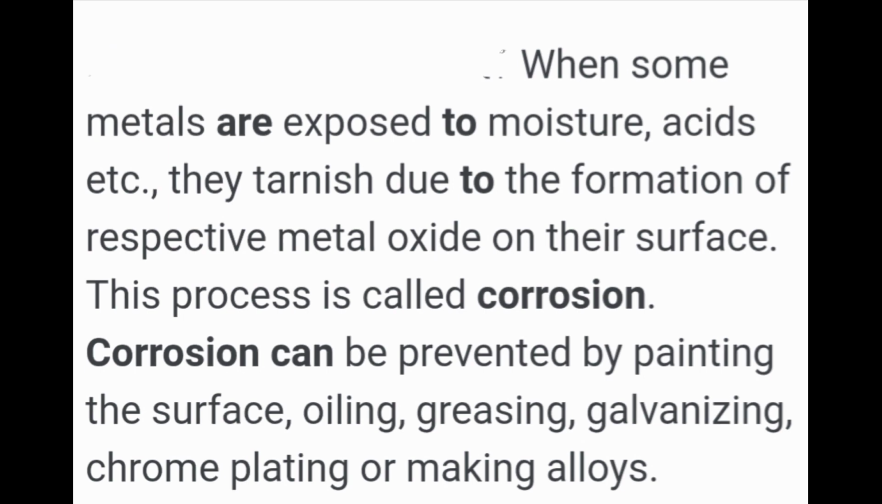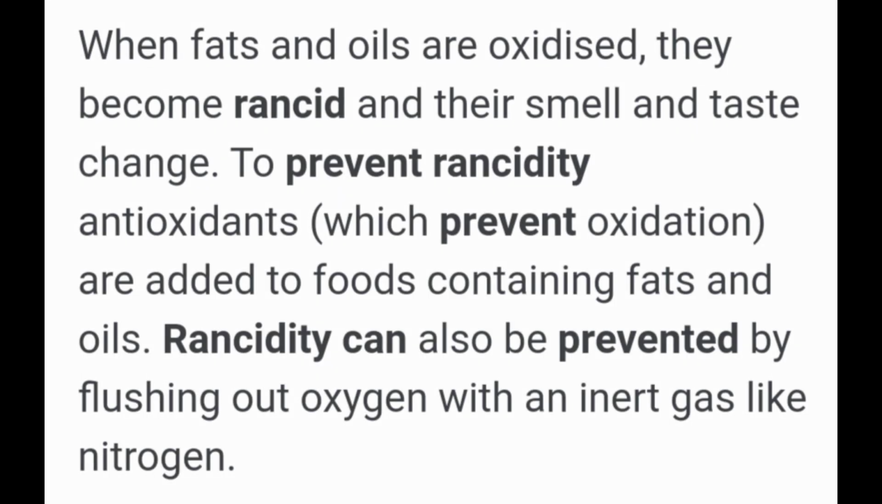When some metals are exposed to moisture, acid, etc., they tarnish due to the formation of the respective metal oxide on their surface. This process is called corrosion. Corrosion can be prevented by painting the surface, oiling, greasing, galvanizing, chrome plating, or making alloys, and many other methods are there. When fats and oils are oxidized, they become rancid and their smell and taste change. This is called rancidity. To prevent rancidity, antioxidants are added to foods containing fats and oils. Rancidity can also be prevented by flushing out oxygen with an inert gas like nitrogen.